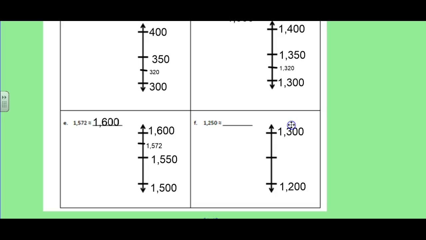And I know that halfway between 200 and 300 is 250. So our halfway point is 1,250, which is what our number actually is that we're rounding. Anytime we're at that halfway point already, we automatically round up. So 1,250 rounds up to 1,300.